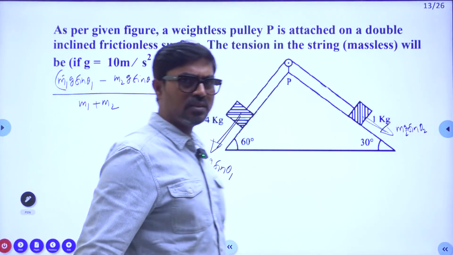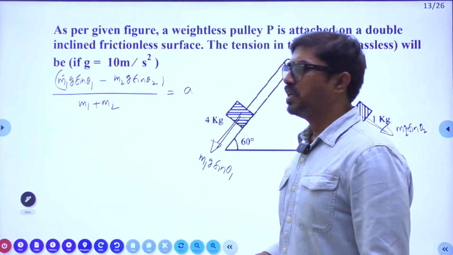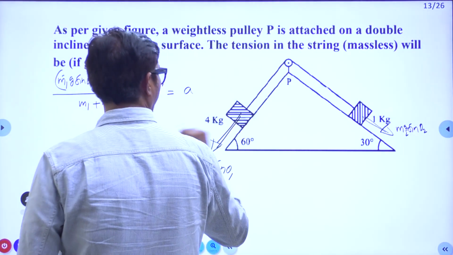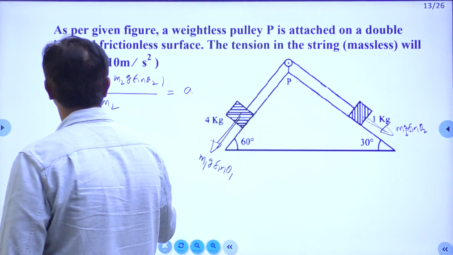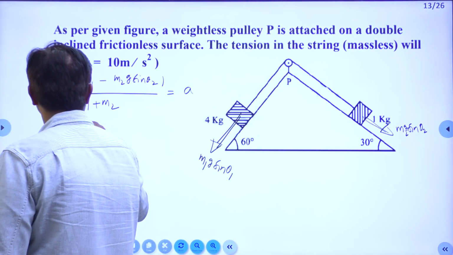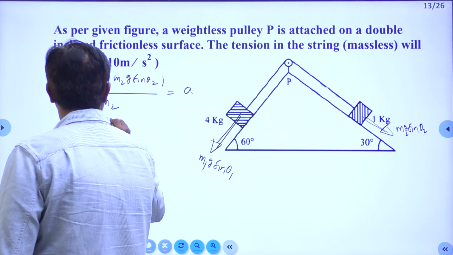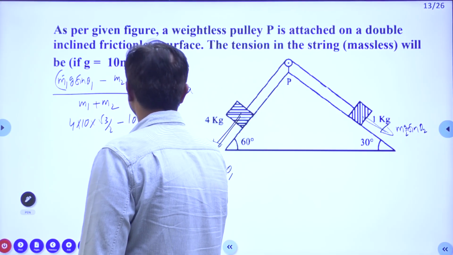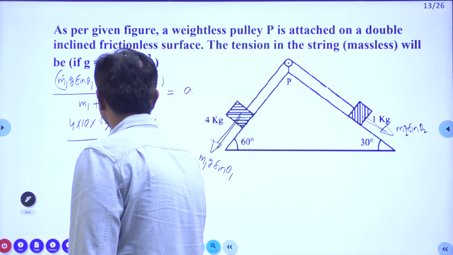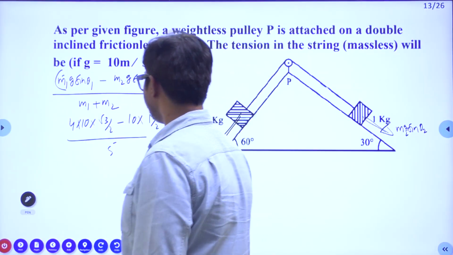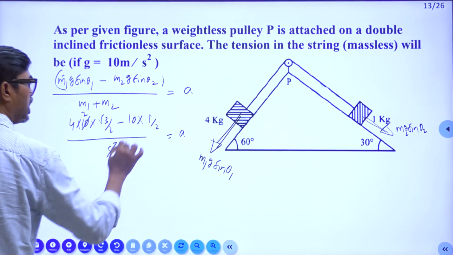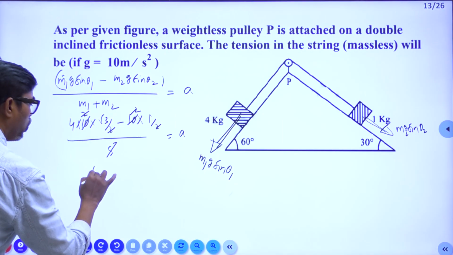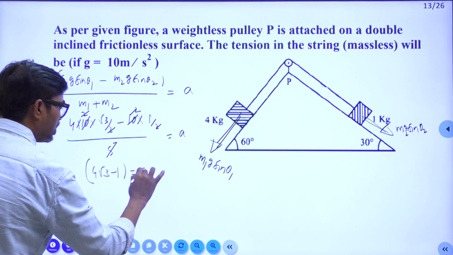So first find acceleration. There will be a shortcut formula also to find tension, but I am leaving that to you. You can explore it and try to get it. But this idea, m1 and m2 they are given. m1 is 4, m2 is 1, g is taken out. 4 into 10 is 40, sine 60 is root 3 by 2, minus 10 into 1 by 2, divided by 4 plus 1. So 5 2's here and 2's here. So this 2 gone and this 2 gone. What do I get? 4 root 3 minus 1 is the acceleration I am getting.